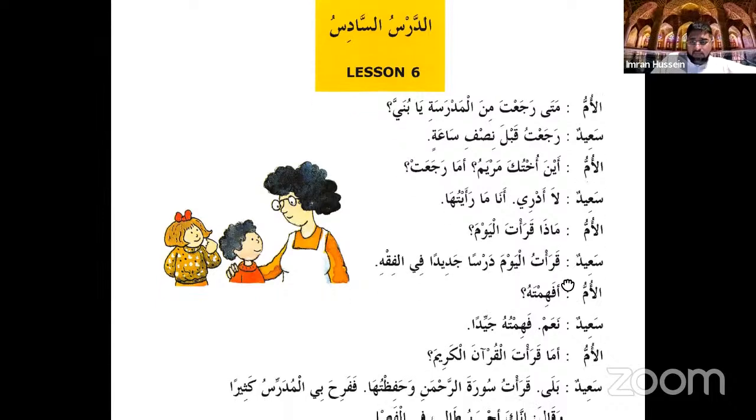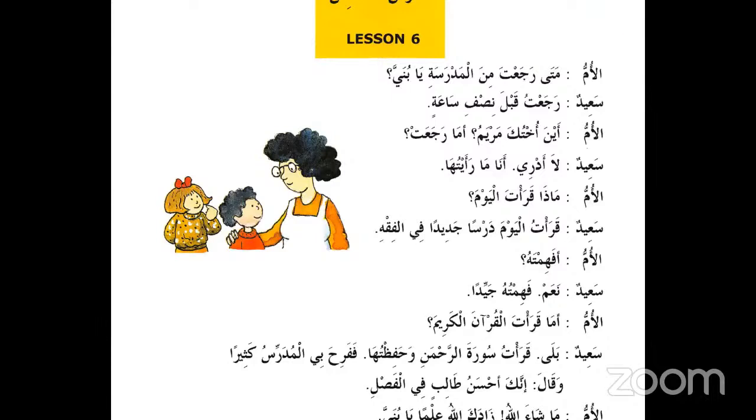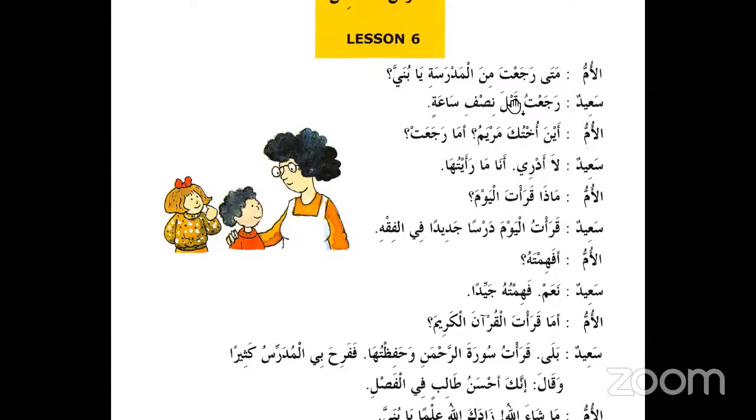Excellent. أين أختك مريم؟ Where is your sister Maryam? أما رجعت؟ Did she not return? Excellent. لا أدري. أنا ما رأيتها. I do not know. I have not seen her. Excellent. Ma ra'aytu. So these verbs, I haven't seen her, adri. I'll give you the past and present tense of these, and I'll practice with you next week in class.